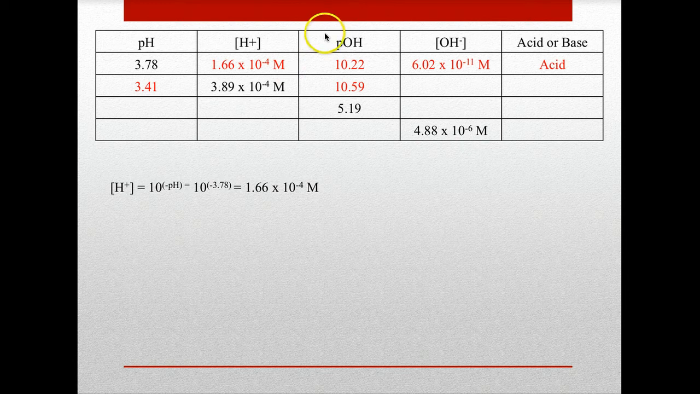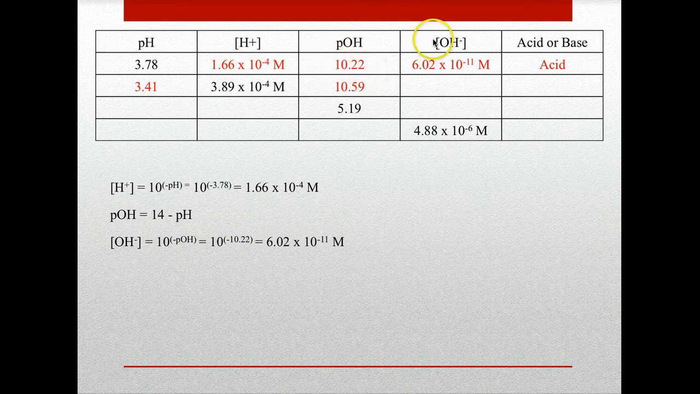Okay, now we're looking for pOH. Well, we know pH, so we can figure out the pOH, because remember, pH plus the pOH are equal to 14. So if we rearrange that, we're solving for pOH. pOH is equal to 14 minus the pH. Okay, and the pH is 3.78, so when we subtract that, we get 10.22.